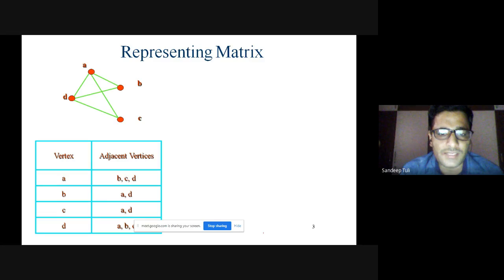What is the adjacency list? It will be helpful for us when we are going to represent the graph, and also in the case of traversing a graph.